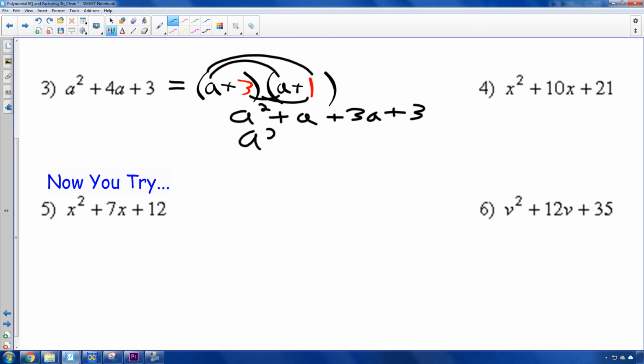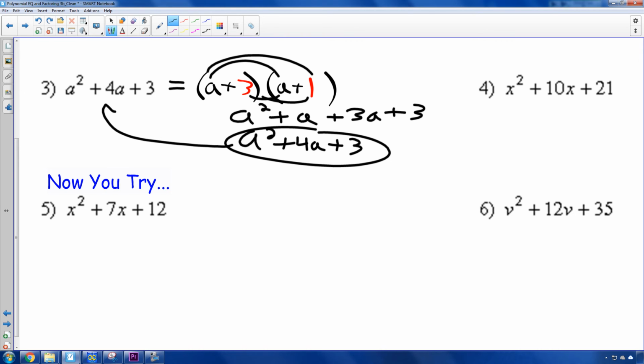Does this look familiar to you? A squared plus 4a plus 3. Yeah, it should. It should look exactly like this. That's how you know it's right, because if you FOIL it out, if you multiply it, distribute it out, it will come out to the original question. You don't have to do that part every time, but you can.